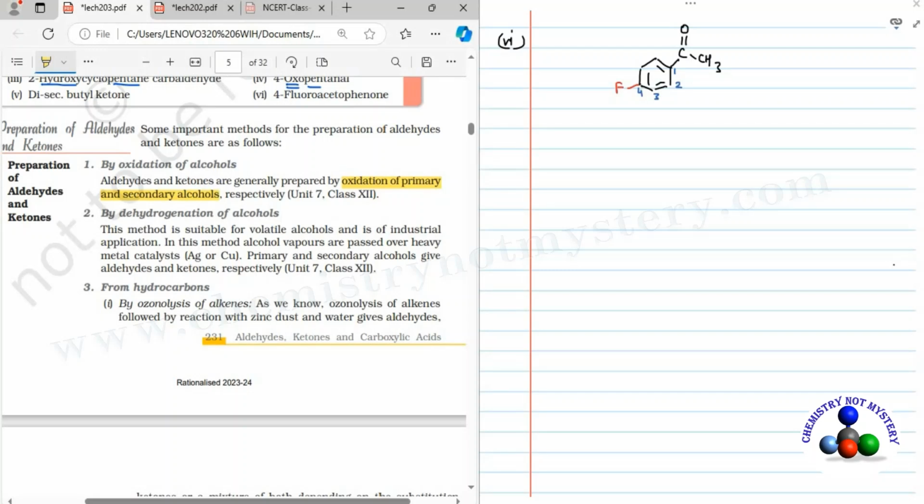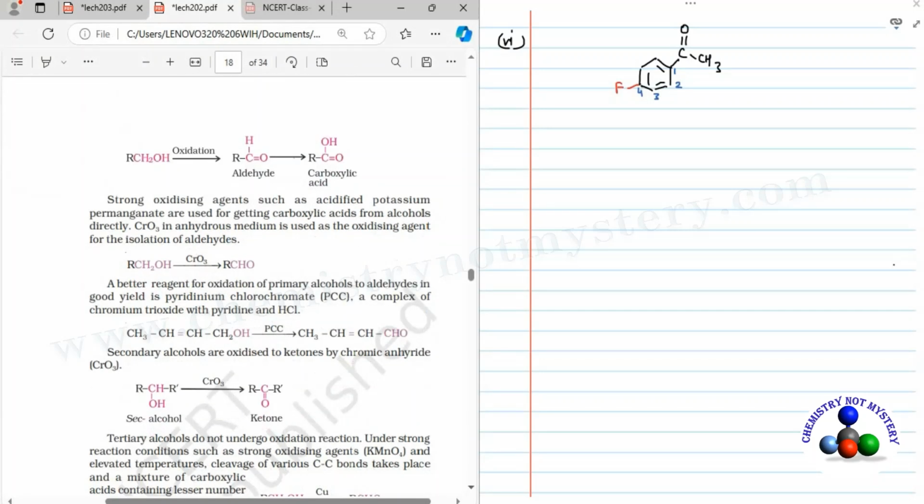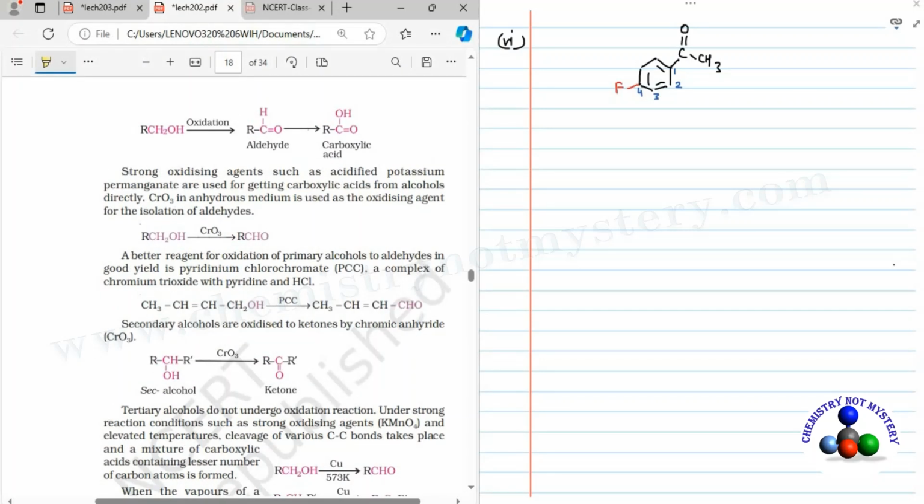That is already discussed in chapter 7. So let's read from chapter 7. Here it is given CrO3 in anhydrous medium is used as oxidizing agent for the isolation of aldehyde. So RCH2OH, this is primary alcohol. When primary alcohol undergoes oxidation in presence of CrO3, it gives aldehyde.